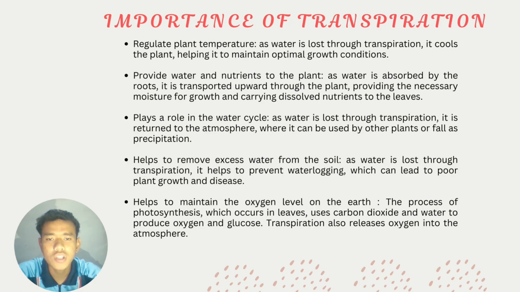So, the importance of transpiration. First, regulate the plant temperature. Second, provide water and nutrients to the plant. Third, plays a role in the water cycle. Fourth, helps to remove excess water from the soil. And fifth, help to maintain the oxygen level on the earth.